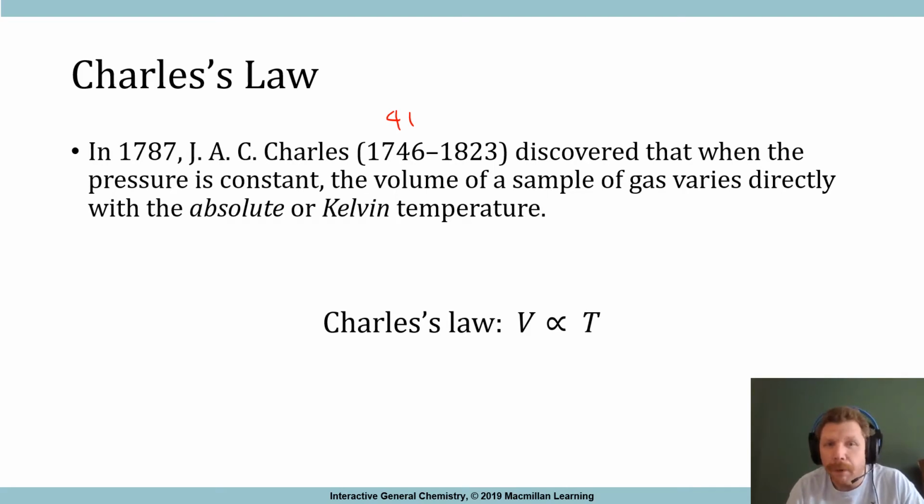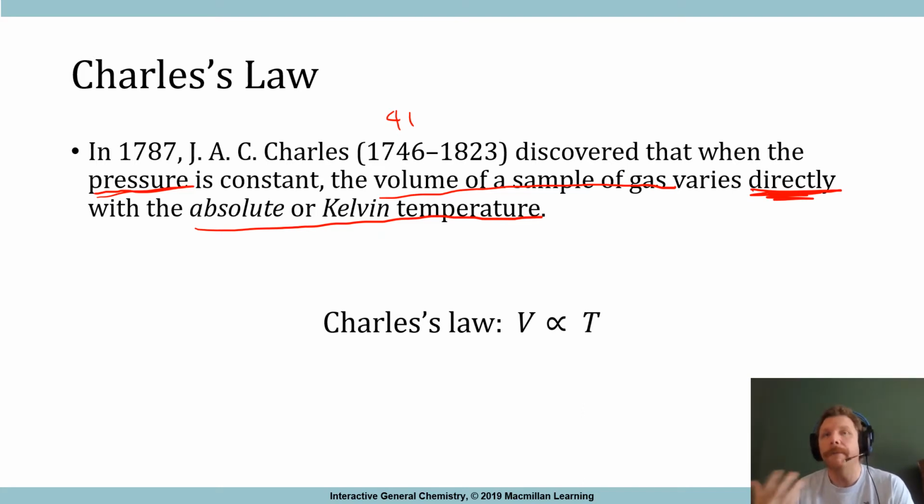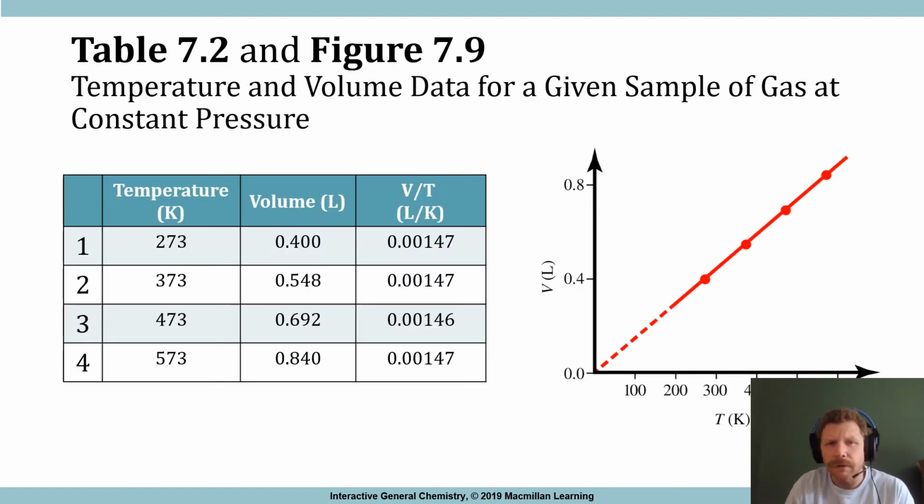He discovered that when the pressure is constant, so maintaining pressure, not manipulating the pressure at all, so imagine doing an experiment at sea level and a comparable experiment at sea level as well, so our pressure is maintained, the volume of a sample of a gas varies directly, and that's a very key word, with the absolute or Kelvin temperature. So we have this direct relationship, where one parameter goes up, the other goes up at basically the same trend or rate. And that's illustrated with this graph right here.